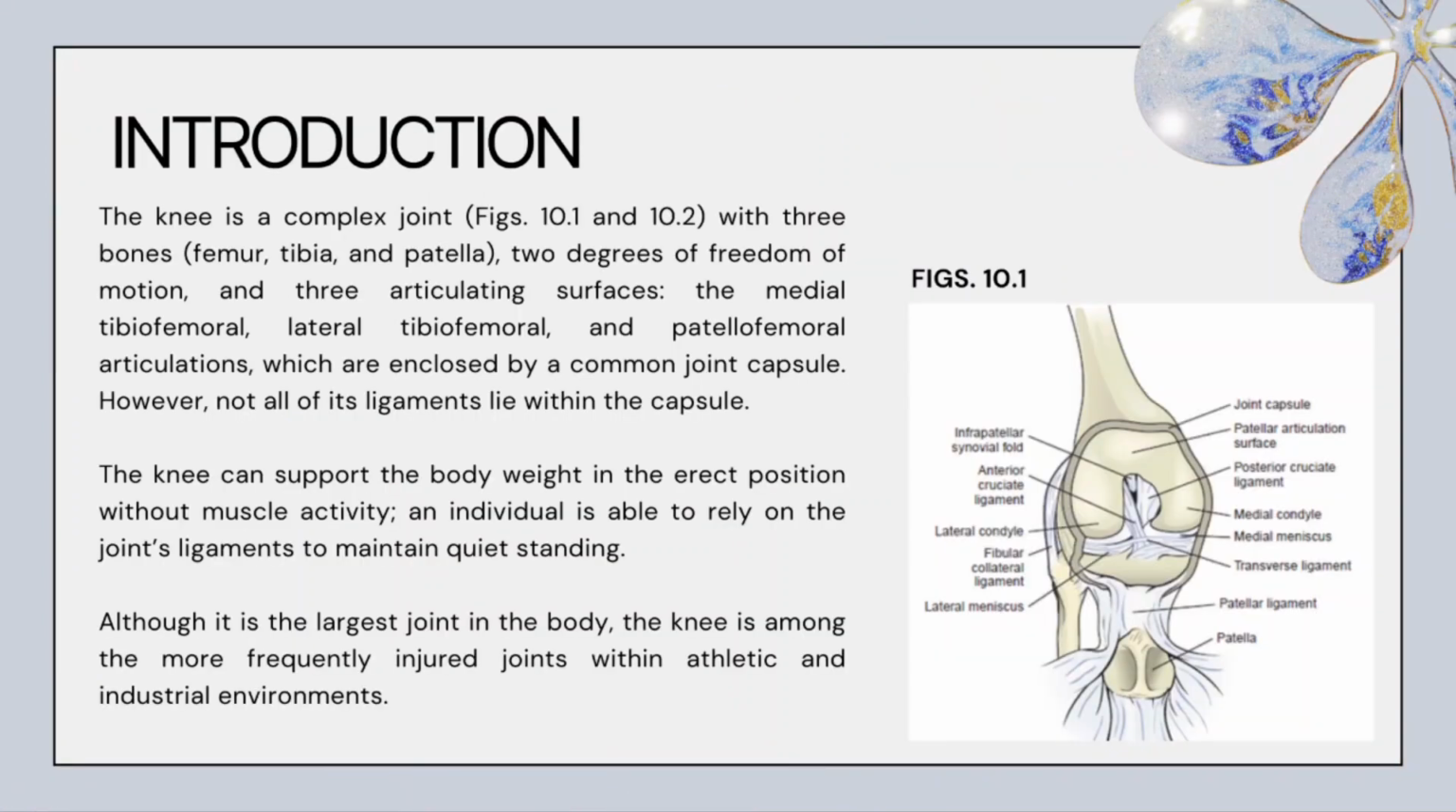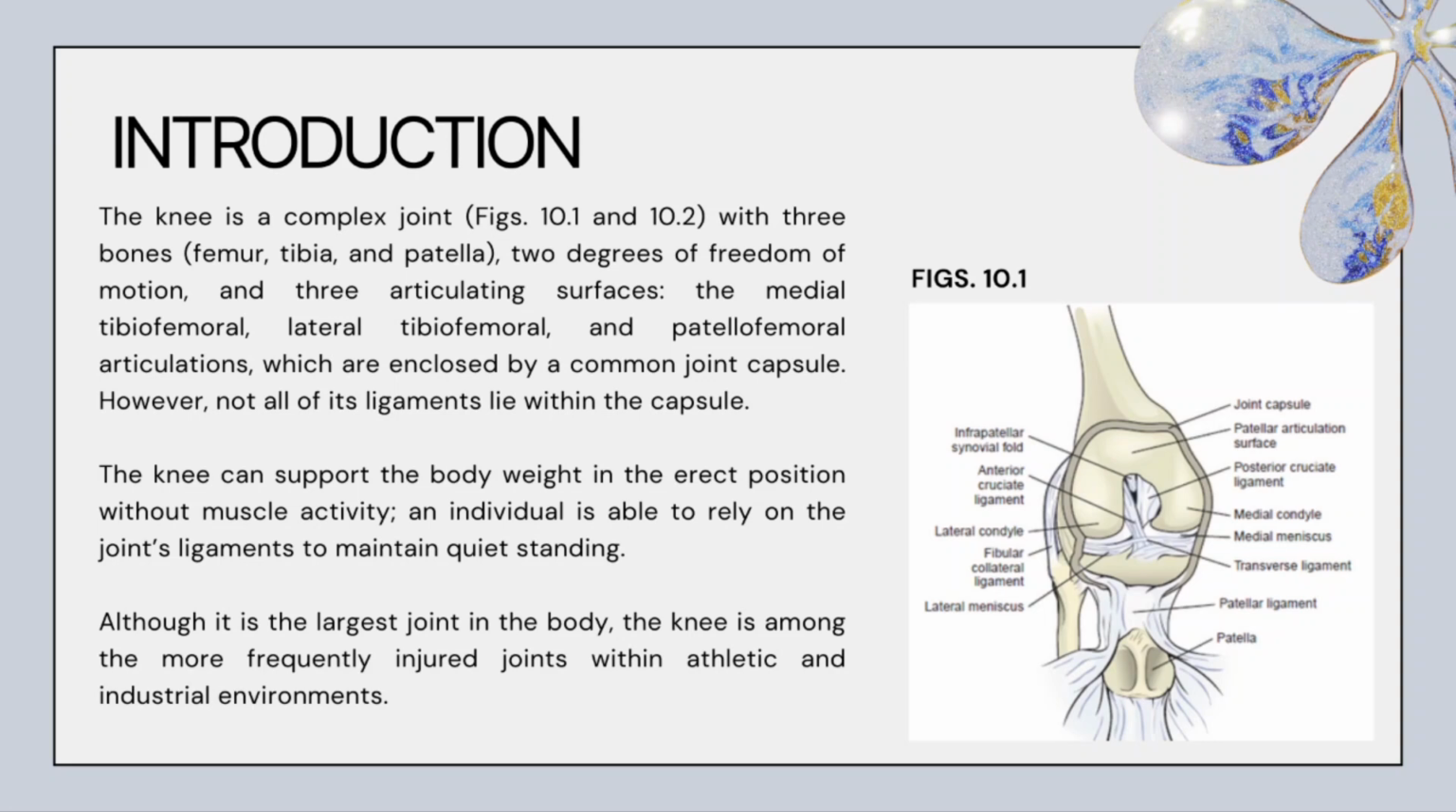The knee region. The knee is a complex joint with 3 bones, which are the femur, tibia, and patella, 2 degrees of freedom of motion, and 3 articulating surfaces: the medial tibiofemoral, lateral tibiofemoral, and patellofemoral articulations, which are enclosed by a common joint capsule. However, not all of the ligaments lie within the capsule.